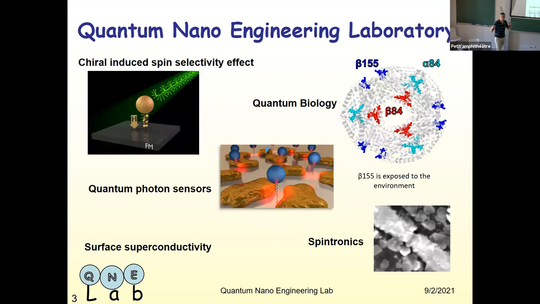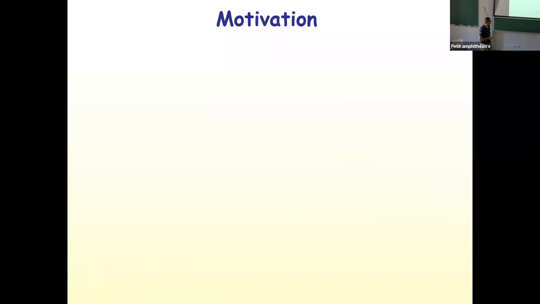Our group is quite large. We're working on quantum devices, on quantum biology, and on spintronics. This time I want to talk mainly about the chiral-induced spin selectivity effect and how we may use it to control and align magnetic impurities, and maybe find a way to use or manipulate magnetic impurities.